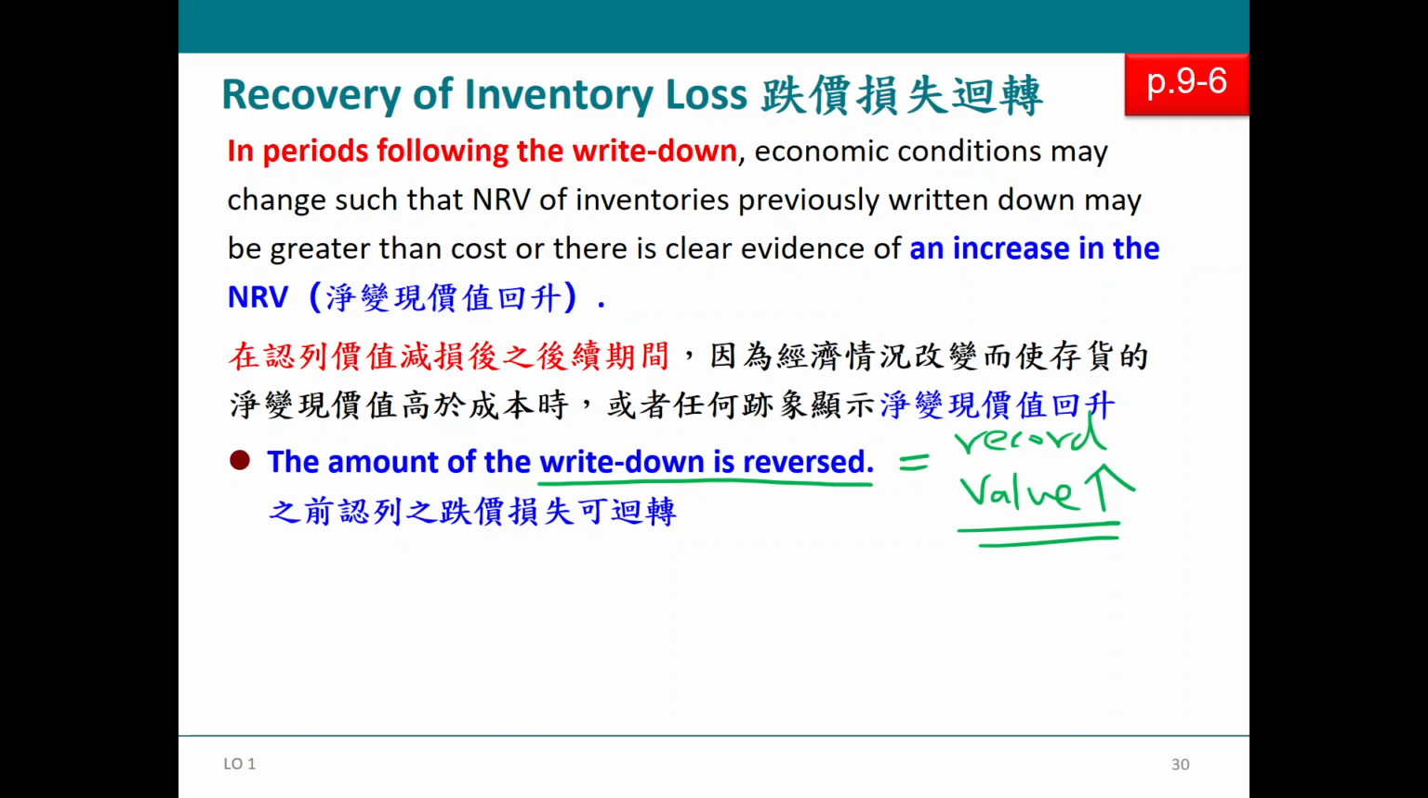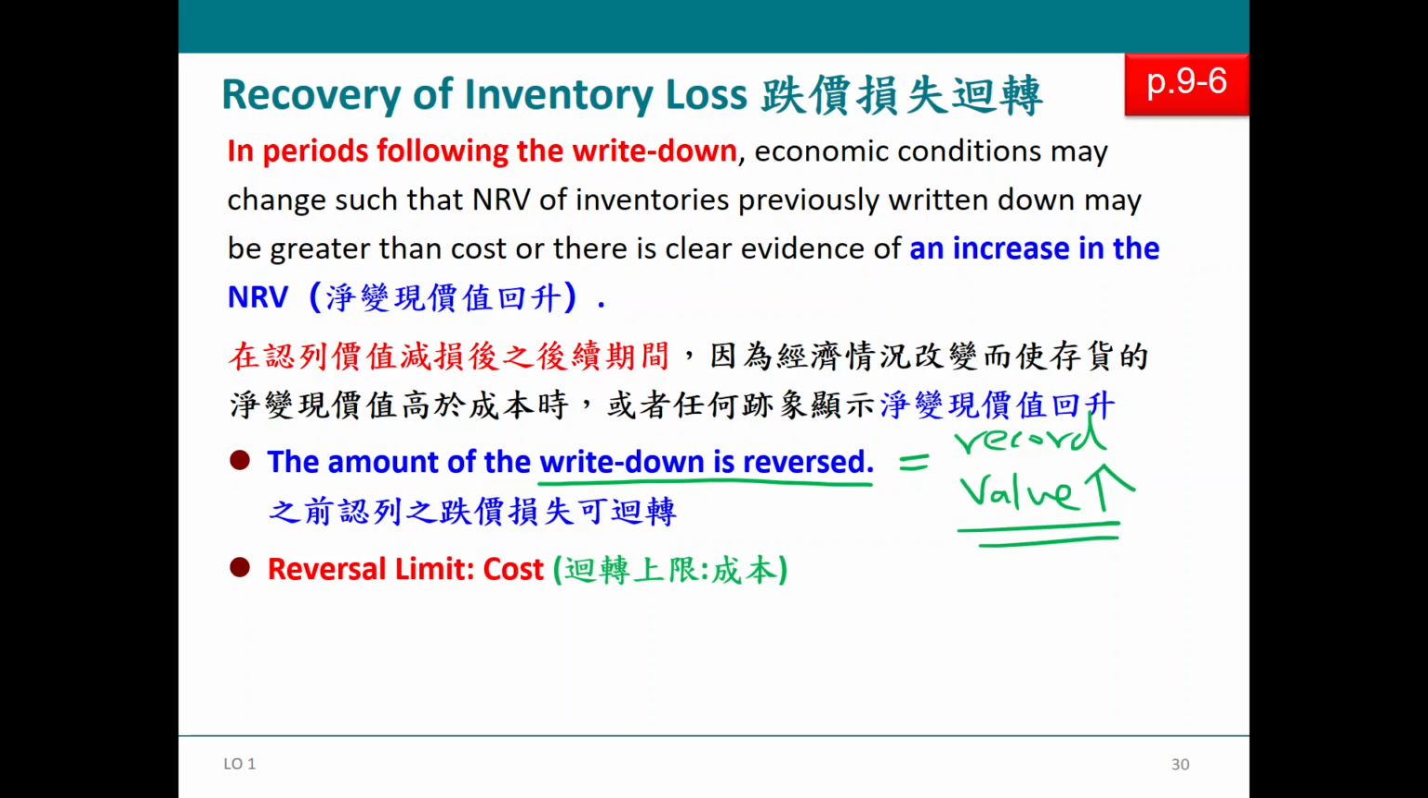But we have the upper limit. What is the upper limit? Cost. What does it mean? Don't forget which accounting principle we use. Cost principle. So we base on the cost principle to recognize the situation. Since we base on the cost principle, everything you have to base on the cost. So that's why the reverse limit, the upper limit, is the cost.